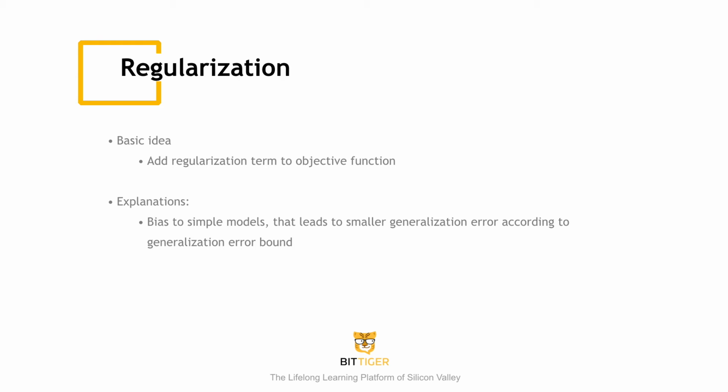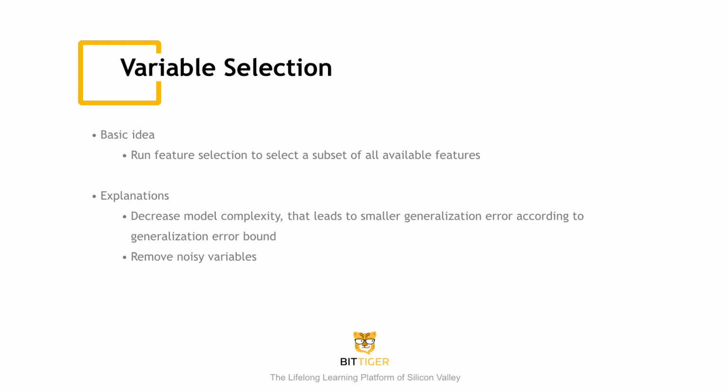Its basic idea is to add regularization terms such as L1 norm or L2 norm to the objective function that will bias toward simple models. Based on generalization error bound, simple models are more robust to overfitting and usually have better generalization ability. The second approach is variable selection, which is a pre-processing step of a machine learning model.